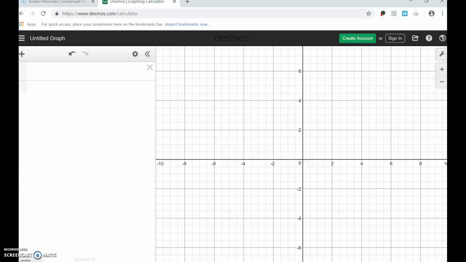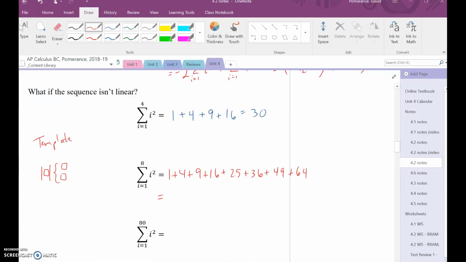I'm going to type into Desmos S-U-M for sum, and it automatically turns that into sigma notation. And we're going to go from 1 to 8, and it makes you use the index of n, so I'll just do n squared. And it tells us that's 204. So that's a pretty fast way to do this.